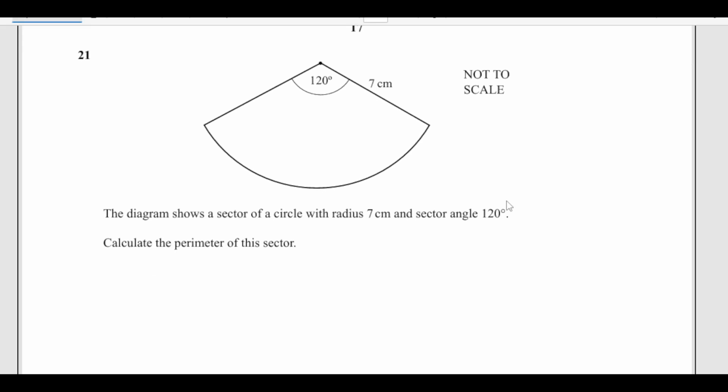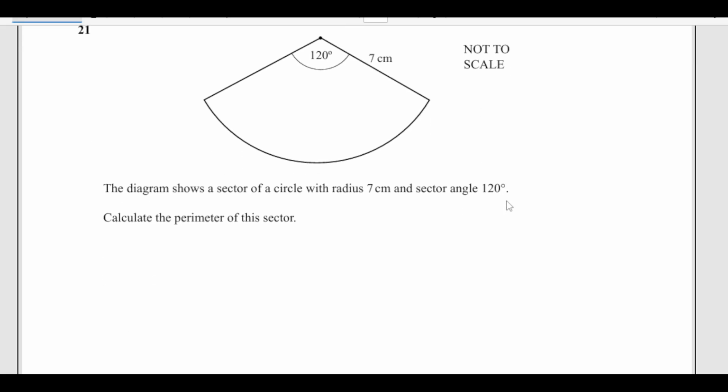Now number 21, the diagram shows a sector of a circle with radius 7 centimeters and sector angle 120. Calculate the perimeter. The common mistake in these kinds of questions is that students don't remember to write these sides. So we have to add this one, which is 7, and this one, which is also 7, and the length of arc. So this is the perimeter.